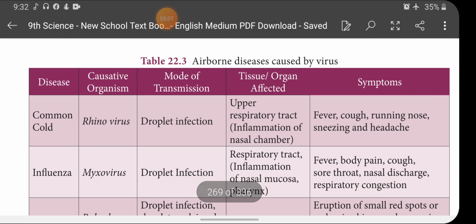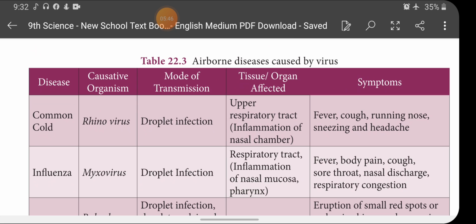Disease: common cold. Common cold is an airborne disease. Generally, most of the respiratory tract infections are caused by contaminated air. The causative agent enters through inhaled air and causes sneezing, coughing and so on. The causative organism for common cold is a virus called rhinovirus, and the mode of infection is droplet infection.